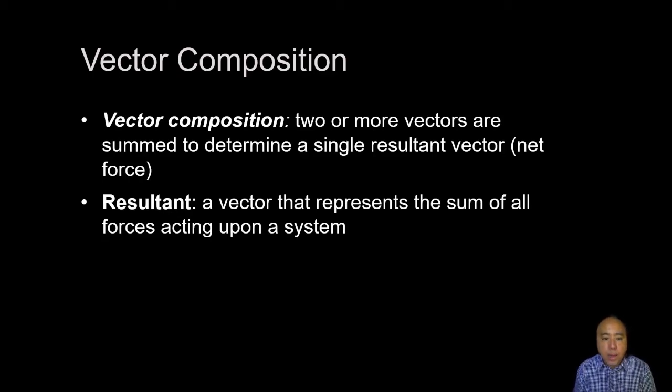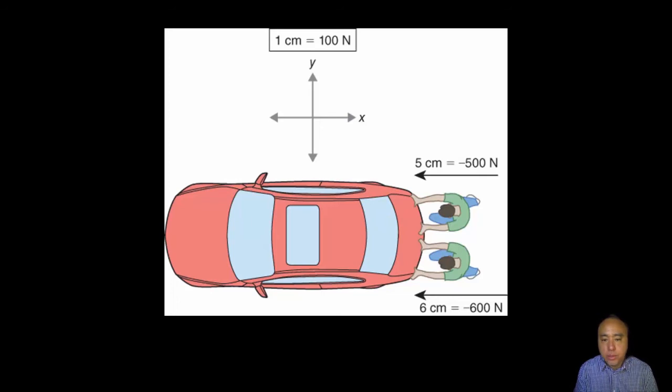So if there are two or more vectors acting on a system, then we can sum everything up in order to determine what the net force or the resultant vector is. It's a real simple example. Let's say you've got two guys pushing a car. This is the coordinate system here. X is positive if we're looking towards the right, and Y is obviously up.